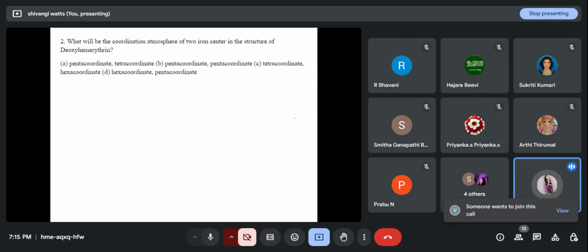So, what will be the coordination atmosphere of the two iron centers in the structure of deoxyhemerythrin? Option A is pentacoordinate, tetracoordinate; B is pentacoordinate, pentacoordinate; C is tetracoordinate, hexacoordinate; and D is hexacoordinate, pentacoordinate. Just now I showed you the structure of deoxyhemerythrin. So, what is the coordination atmosphere? D. Hexacoordinate and pentacoordinate. Very good. So option D is the correct option.